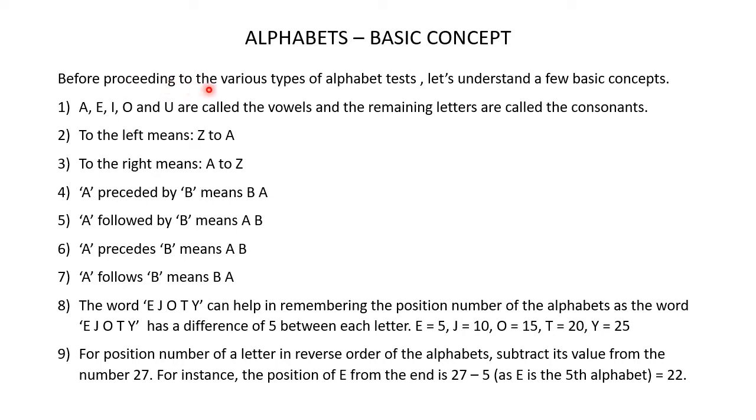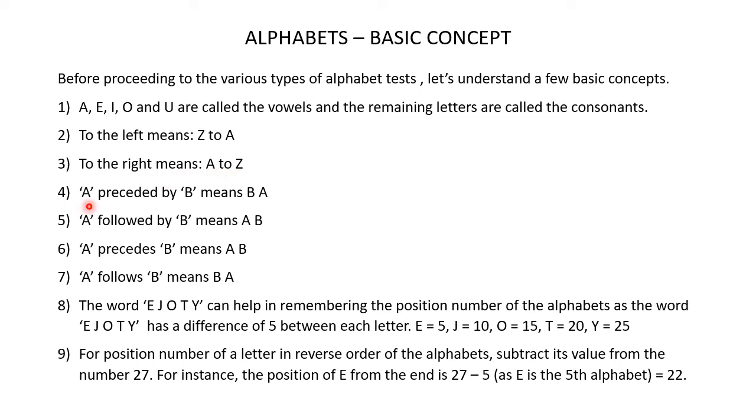Before proceeding to the various types of alphabet tests, let's understand a few basic concepts. In the English alphabet, A, E, I, O and U are called the vowels. Remember, A, E, I, O and U are called the vowels, and the remaining letters are called the consonants. If in a question it's given to the left, it means that you have to proceed from Z towards A. If in a question it's given to the right, it means you have to proceed from A to Z.